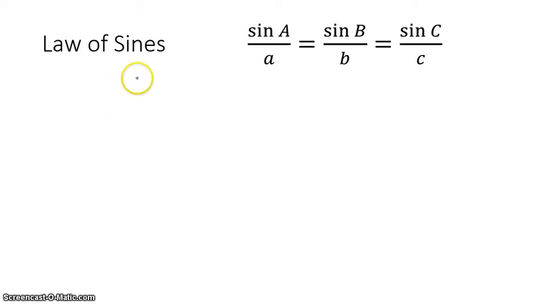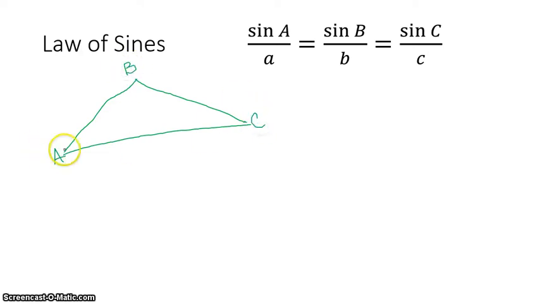But just to give you an idea of where these are coming from, if I have triangle ABC, angle A is across from side A, angle B is across from side B, and angle C is across from side C. So I can use these proportions to find missing side lengths or missing angles.